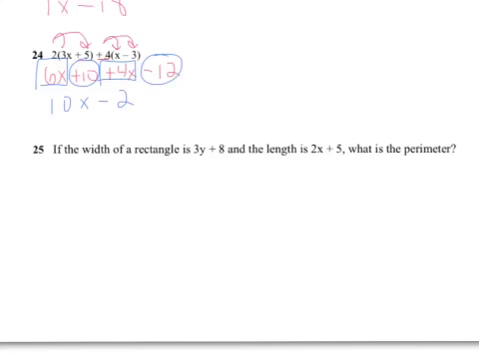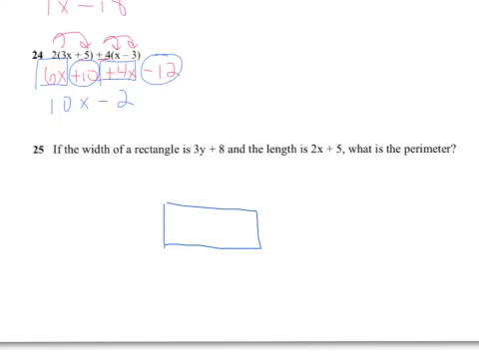Okay, number 25, we're going to take the principles of simplifying and use it to find the perimeter of a shape. So it says if the width of a rectangle is 3y plus 8 and the length is 2x plus 5, what is the perimeter? Okay, so we know that perimeter means to add up all the sides of a shape to find the distance around it. Anytime they give you a problem without a picture, if it's something you can draw, draw it. So it says rectangle, so I want to draw a rectangle first, and then I want to label the sides based on what they gave me.